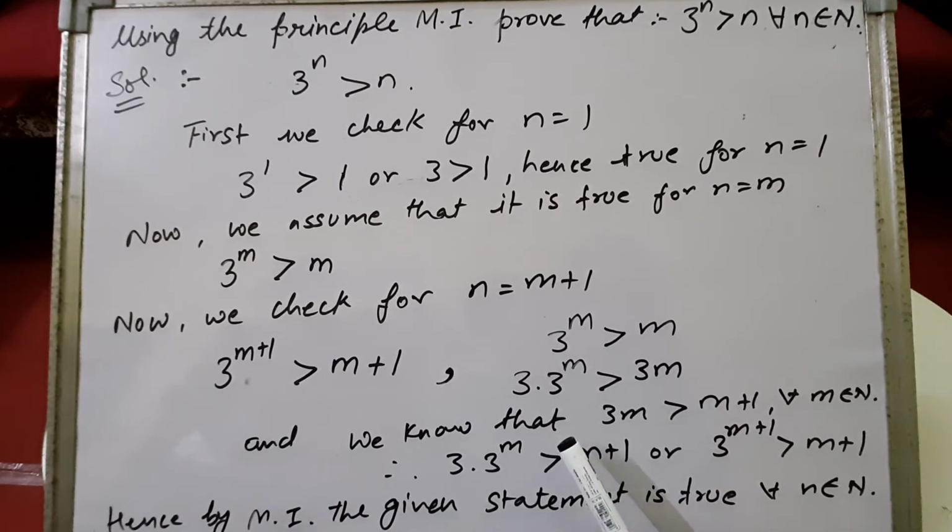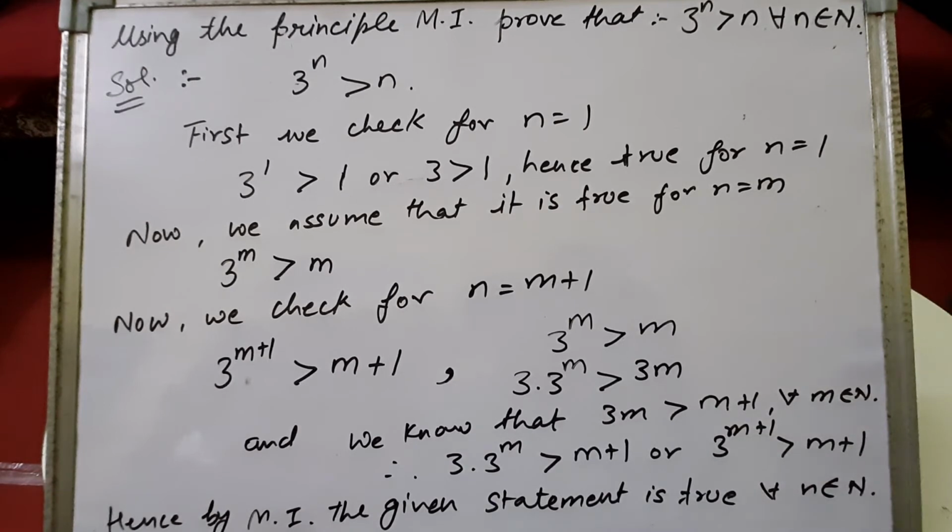Now this is very important. We know that 3 to the power m is greater than m plus 1 for all m belonging to natural numbers. That means natural numbers start from 1. If you put 1, 2, 3 or any natural number, this inequality is true. We can check. Let's put 1 here: this side we get 3, that side 2, true. You put 10 here, this side you get 11, that side 30, and 30 is greater than 11. So this statement is true for all m belonging to natural numbers.